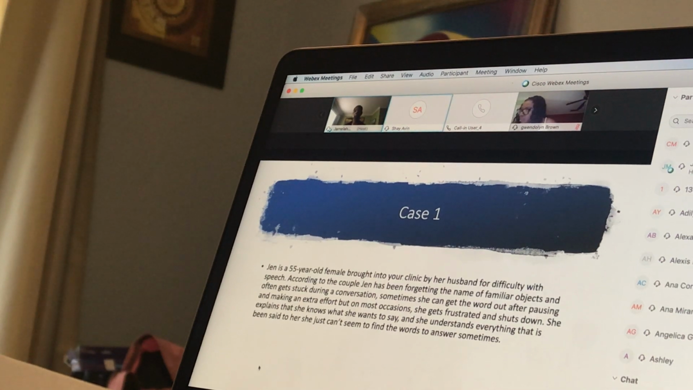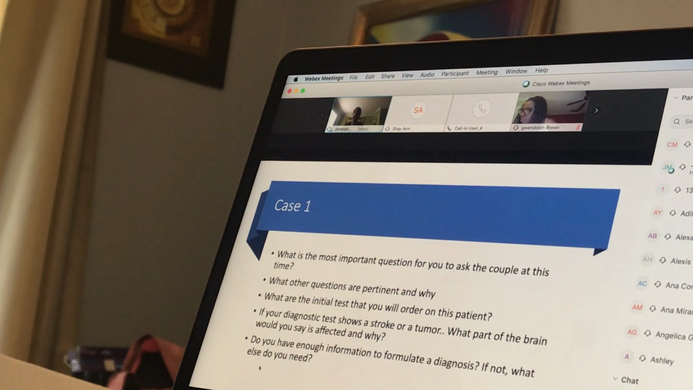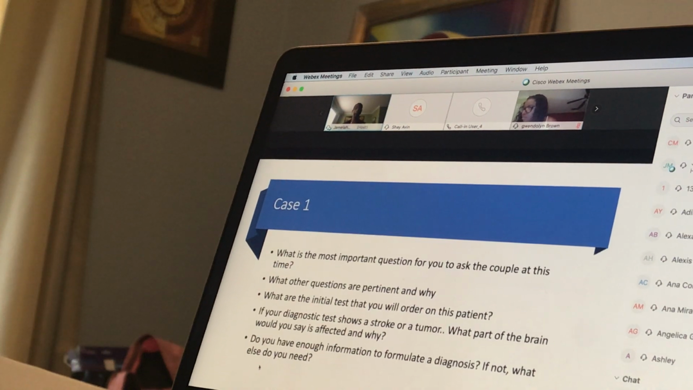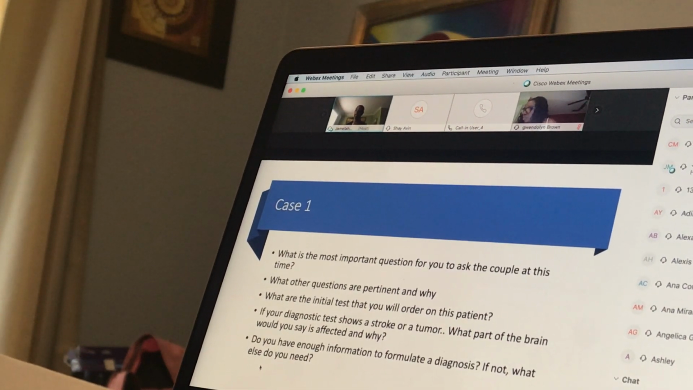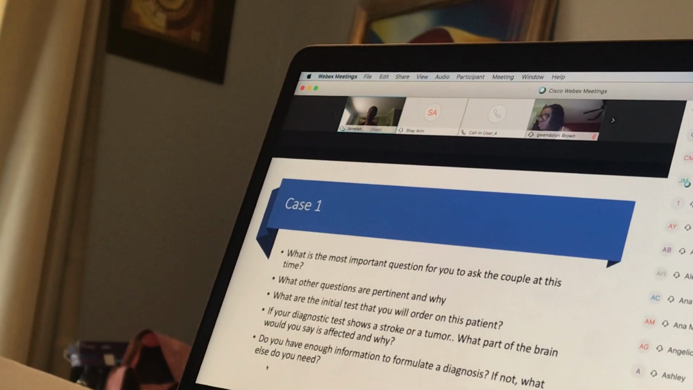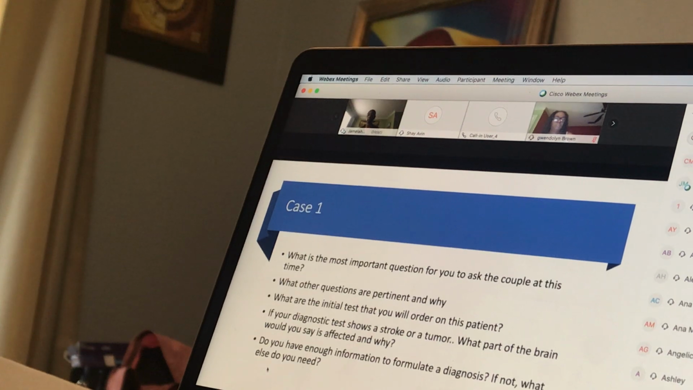Okay, so we're going to do a history with the questions. What are the most important questions for you to ask the couple at this time? Again, did it just start today or has it been progressive? And if they tell you this is an acute onset, you want to know the exact time of onset. That is very important in the history, okay?